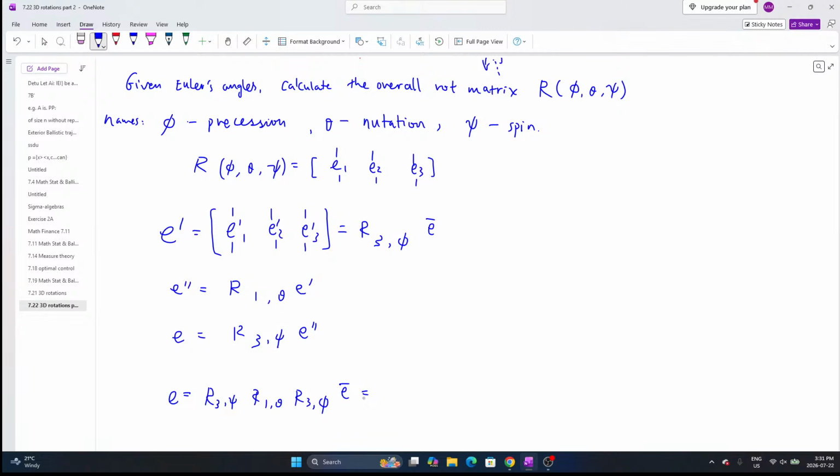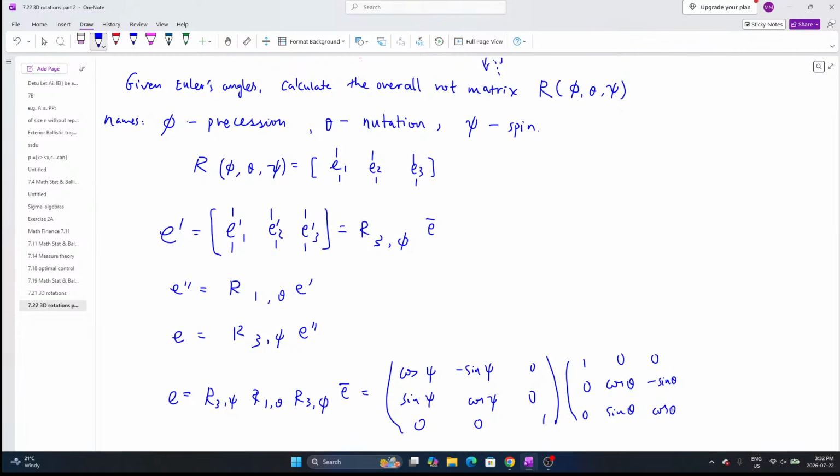So the third, R3 psi, that's cosine of psi, negative sine of psi, 0, sine of psi, cosine of psi, 0, 0, 0, 1. There you go. And multiply that by the second one. The second one is rotation about 1, so it's 1, 0, 0, 0, cosine theta, minus sine theta, 0, sine theta and cosine theta.